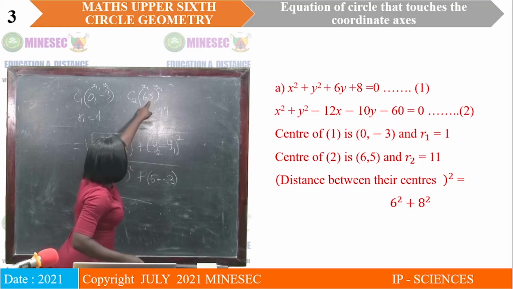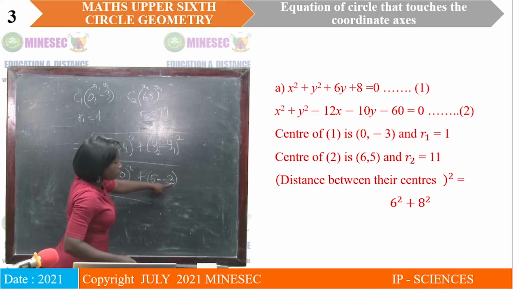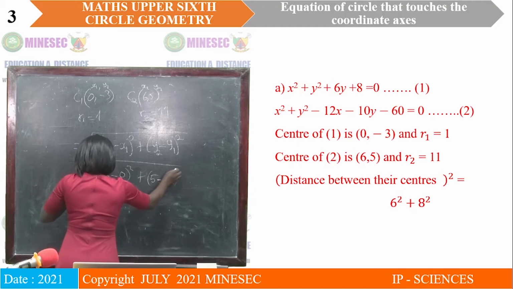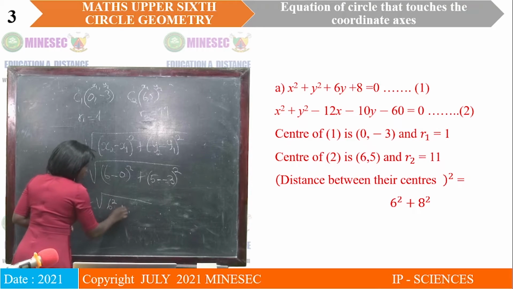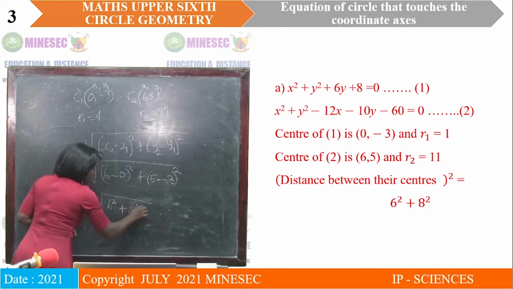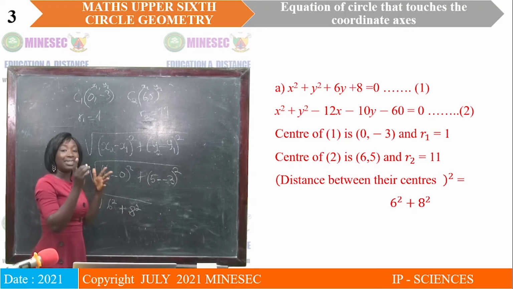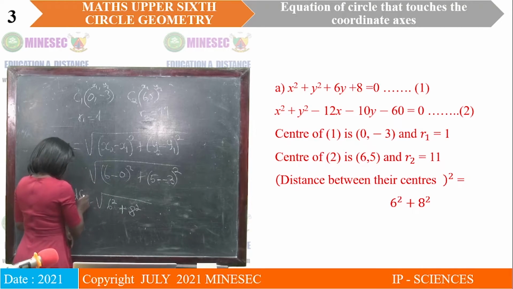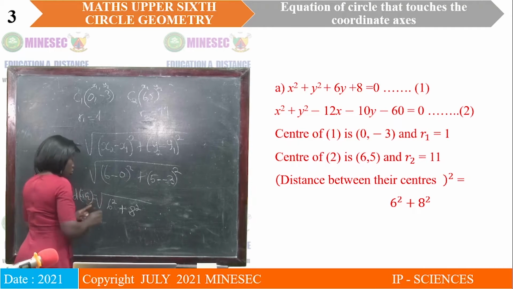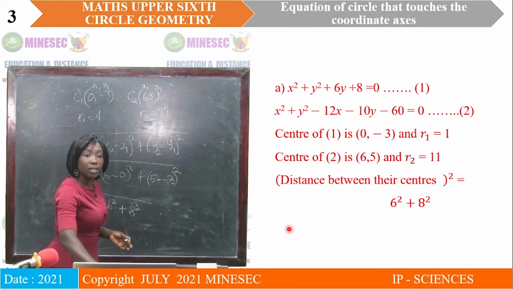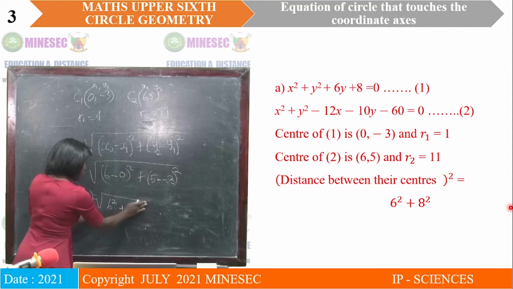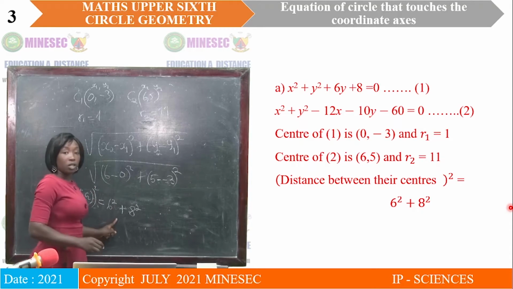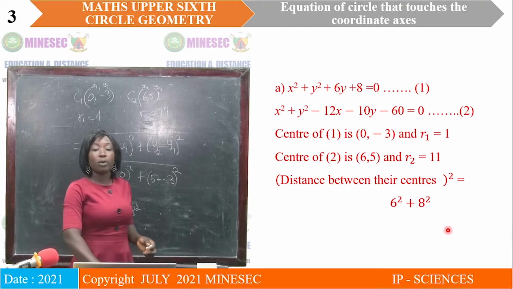6 minus 0, all that squared, plus 5 minus y1, which is negative 3, all that squared, there's a square here. And here we're going to have 6 squared plus 8 squared. Now this is the distance between two points, and it is the distance between C1, C2. Now on the screen here, you can see distance between their centers, all that squared. So if we take the square on both sides, this square root sign is going to disappear. So now we're going to have here squared. So that is how we got the result, 6 squared plus 8 squared.